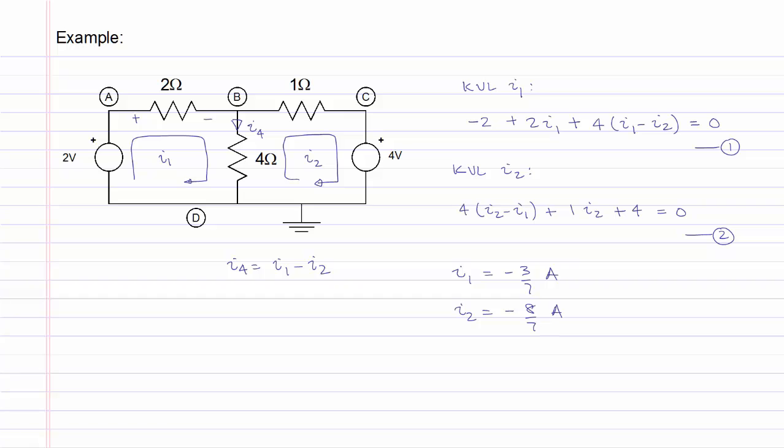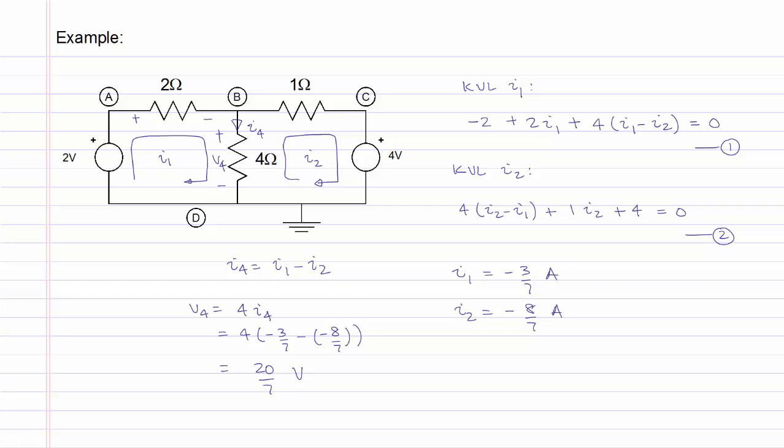Once we have solved for the mesh currents, we can calculate any other voltage or current in the circuit. For example, if you're interested in the voltage across the 4 ohm resistor, assuming that the current through the resistor is given by the direction of I4, then the polarity of this voltage will be as shown. And V4 will be equal to 4 times I4, which is 4 times (I1 minus I2), which will be 4 times (minus 3 over 7 minus 8 over 7), and is equal to 20 over 7 volts.